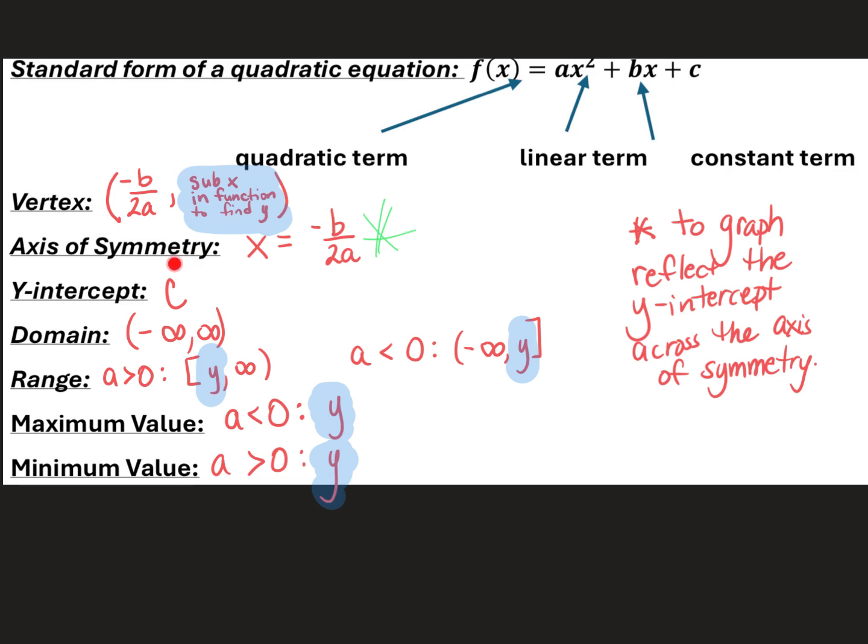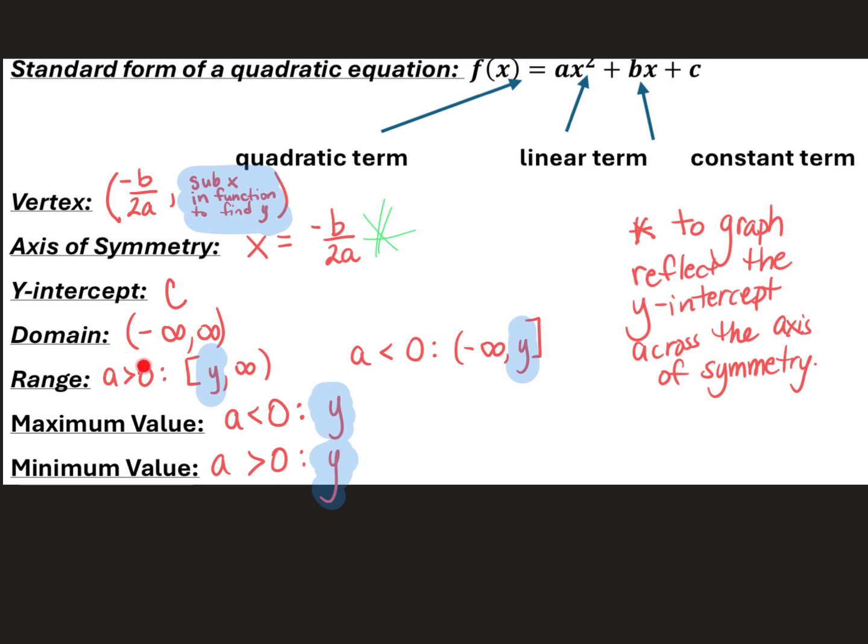My y-intercept is my c value. Because the y-intercept is where x is 0, if you substitute 0 in for x, then you definitely would get this c value. So the y-intercept is c. The domain for these types is always negative infinity to positive infinity. And the range is based on the direction that the graph opens.